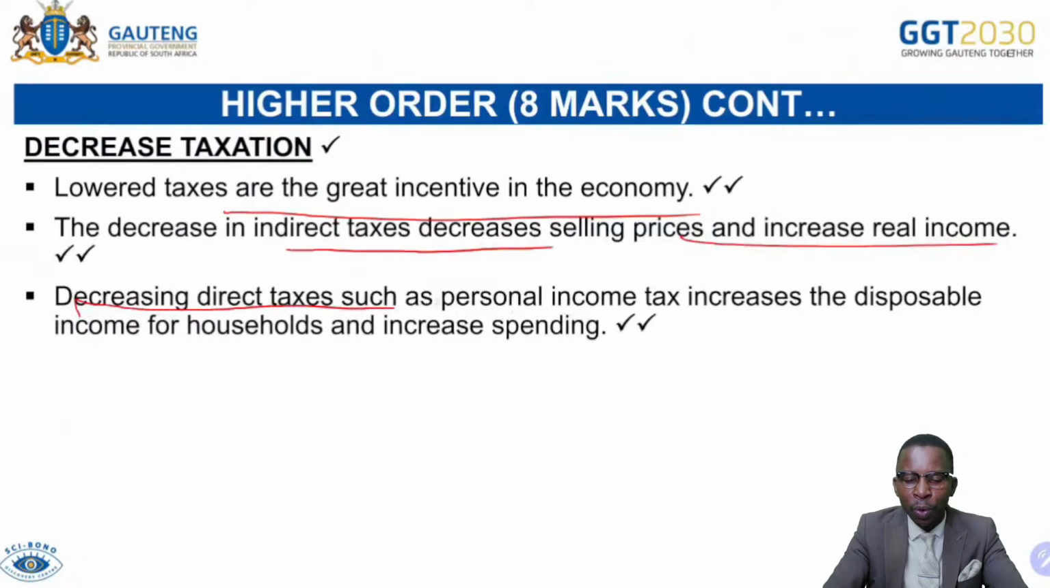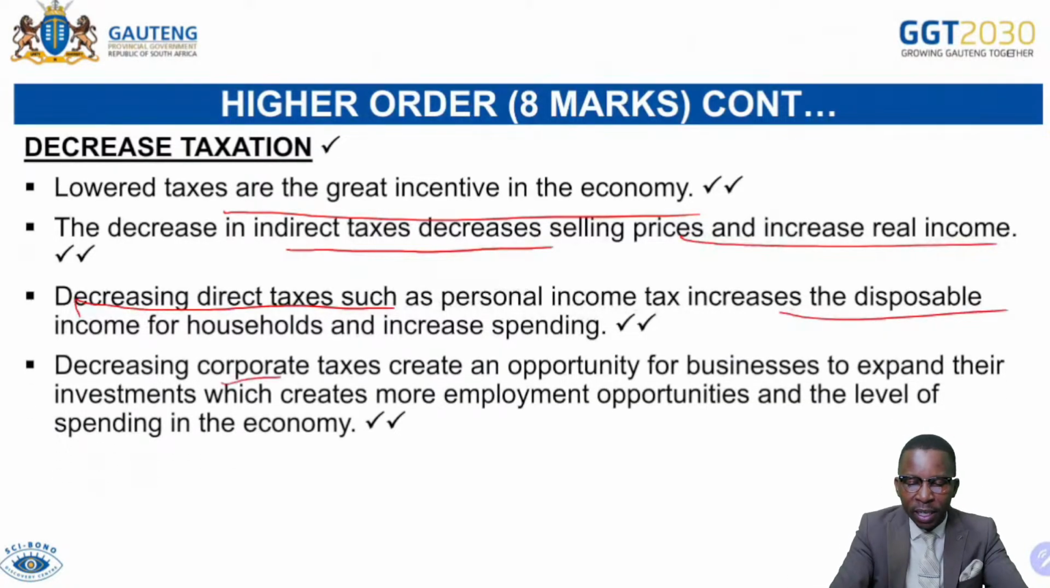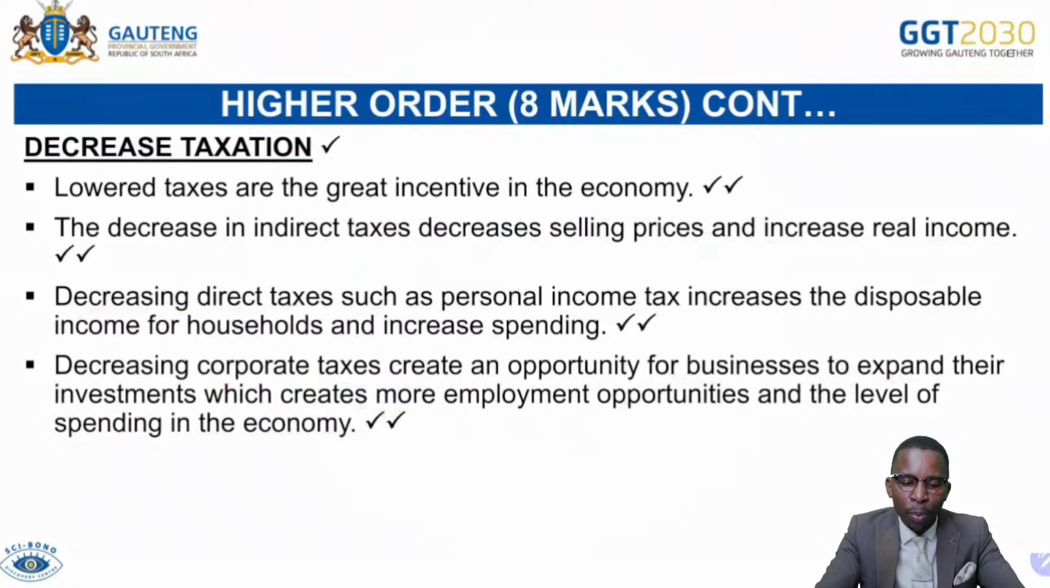Decreasing direct taxes will always increase what we call disposable income for the household and increase spending, because people are always tempted to spend. Decreasing corporate taxes creates an opportunity for business to expand their operations through investment, which creates more job opportunities, and the level of spending in the economy will also be increasing because of lowered business tax, or company tax, or corporate tax.